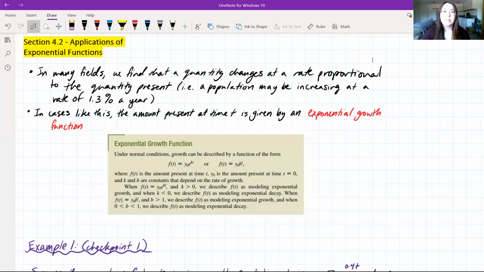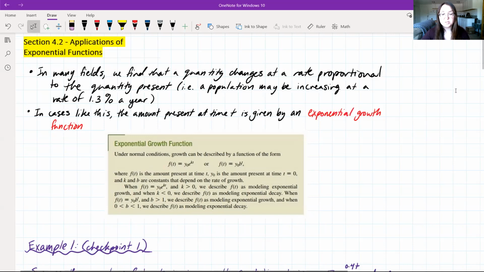So in many fields we find that a quantity changes at a rate proportional to the quantity present. So this kind of means something along the lines of a population may be increasing at a rate of 1.3% per year. So you're taking whatever percentage your population is at current time, and then you're increasing it by 1.3% every single year. So in cases like this, the amount present at time t is given by an exponential growth function. So we would see that a population in this case will be exponentially growing. Since last year it grew by 1.3%, now it'll grow by another 1.3%. So we continue to have this rapidly increasing rate.